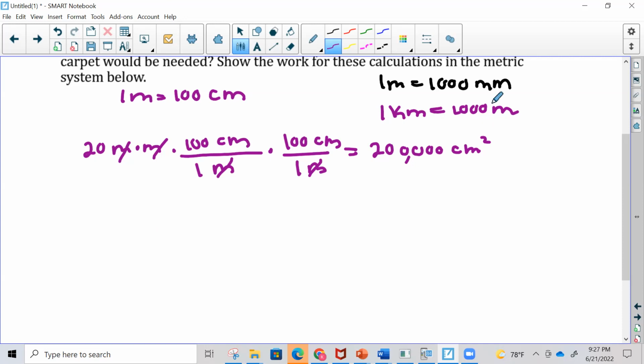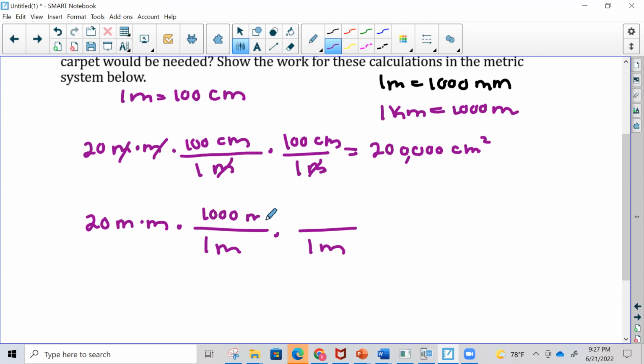The second thing asked us for millimeters squared. So I take 20 meters squared, meters times meters, and multiply it by this conversion factor. The 1 meter is going to go in the denominator, and the 1,000 is going to go in the numerator. Those cancel. If I multiply this out, I get 20 million, and that's millimeters squared.